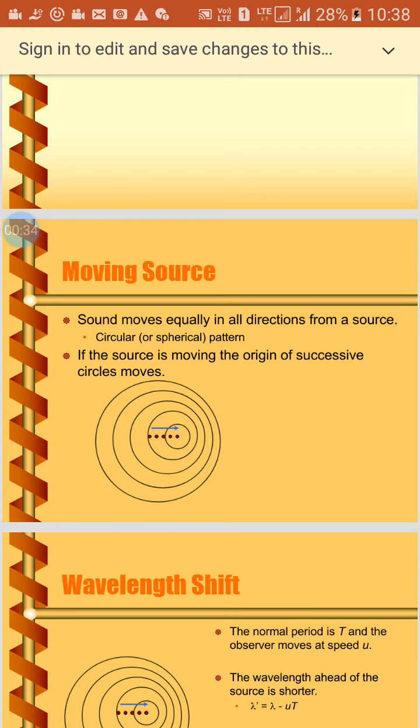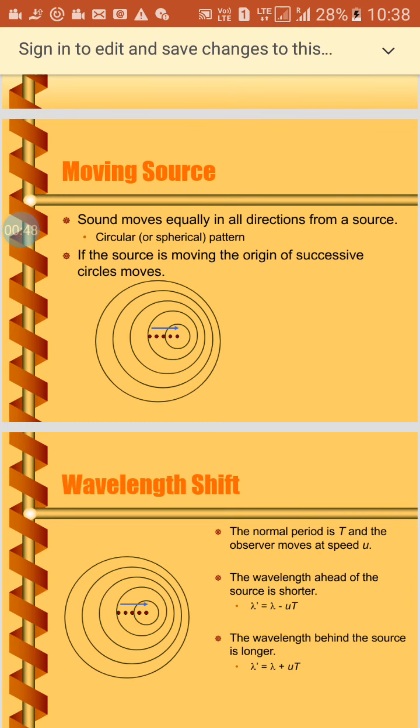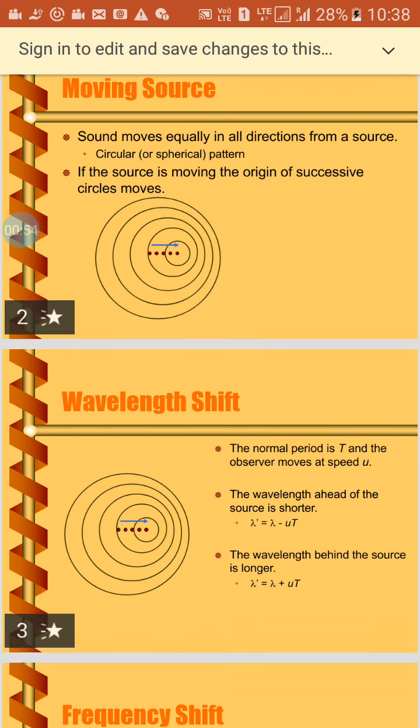Sound moves equally in all directions from a source, in a circular or spherical pattern. It means whenever we speak, the sound moves equally in all directions. If the source is moving, the origin of successive circles moves.